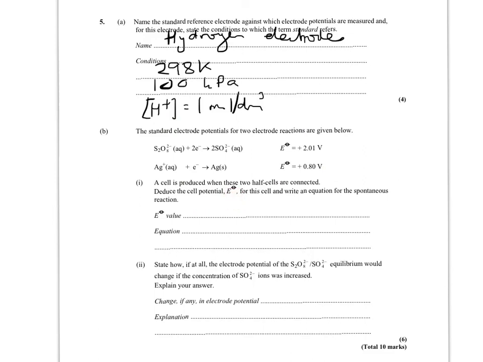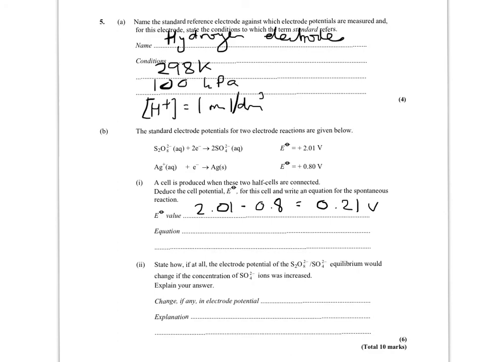The next question, a cell is constructed when these two half cells are connected. Deduce the cell potential E, don't really know what to call that sign, for this cell, and write an equation for the spontaneous reaction. So this is essentially the EMF value. So you've got to look at the difference between those two things. Actually, no, sorry, yeah, it is asking for the EMF value. So you've got 2.01 minus 0.8, which equals 0.21 volts.